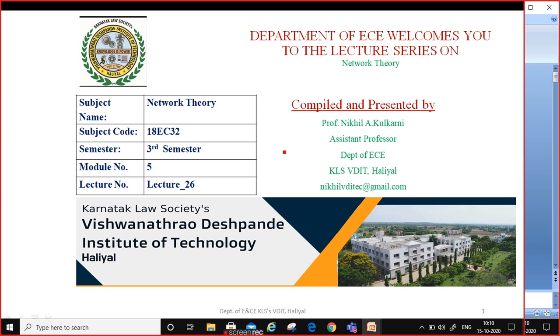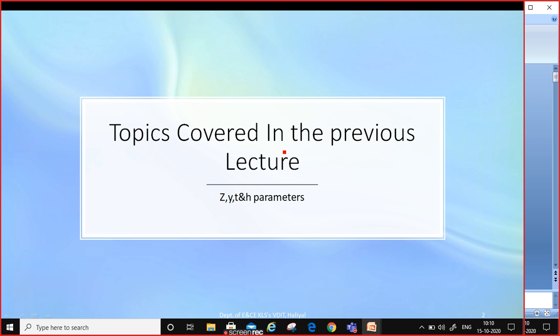In the previous classes, we discussed the introduction to two-port networks and the various parameters which can be derived from them, namely Z, Y, T (that is, A, B, C, D parameters) and H parameters.